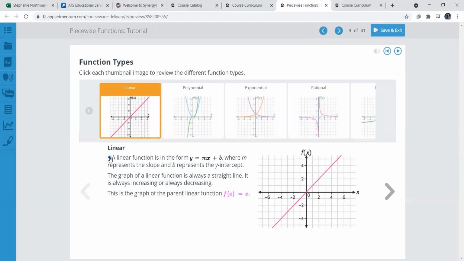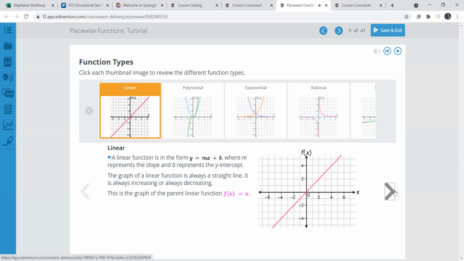Linear. A linear function is in the form y equals mx plus b, where m represents the slope and b represents the y-intercept. The graph of a linear function is always a straight line. It is always increasing or always decreasing. This is the graph of the parent linear function f of x equals x.